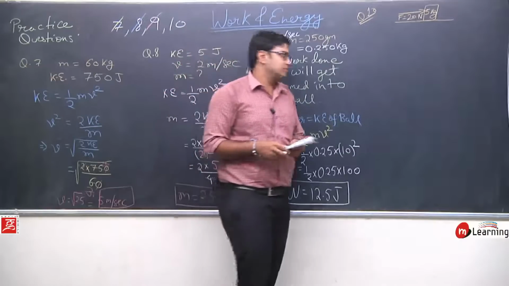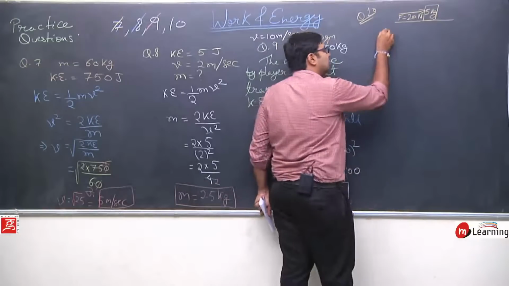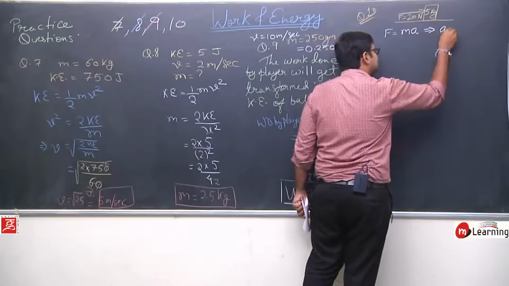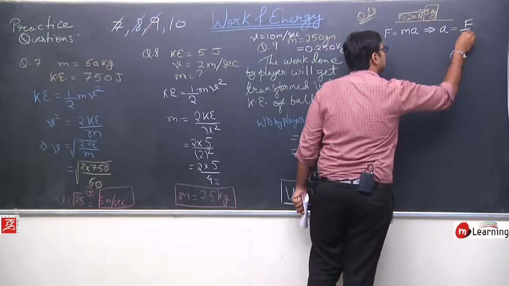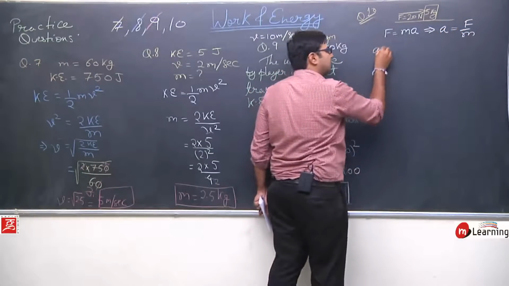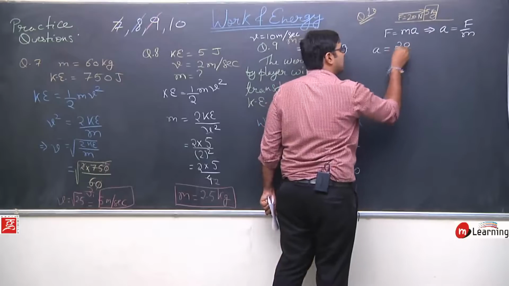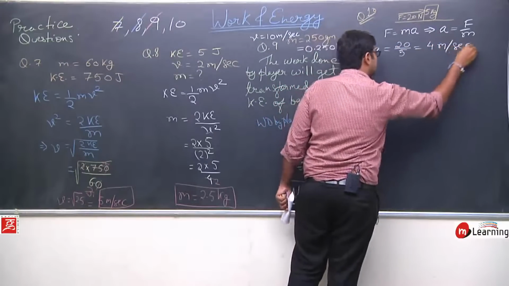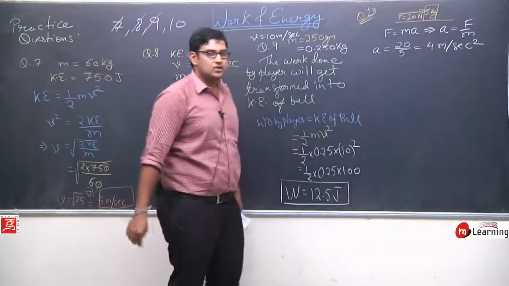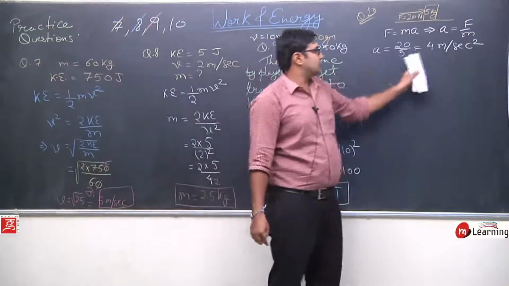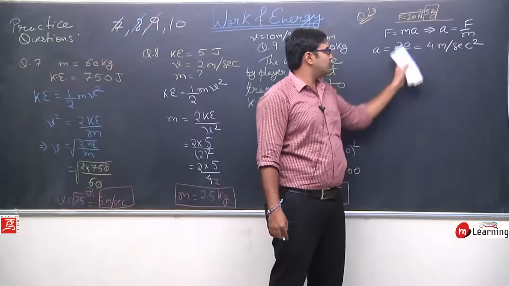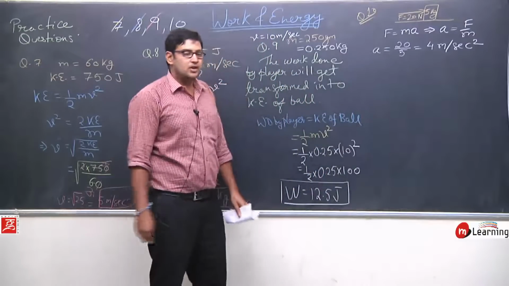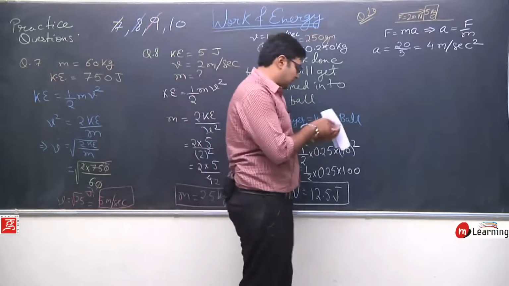Here I can see that force is basically mass into acceleration. From this, acceleration is equal to force upon mass. So acceleration will be equal to force, that is 20 newtons, upon mass, that is 5 kg. So 20 by 5 gives 4 meters per second square. This is the acceleration. Now using the acceleration I can calculate the velocity.